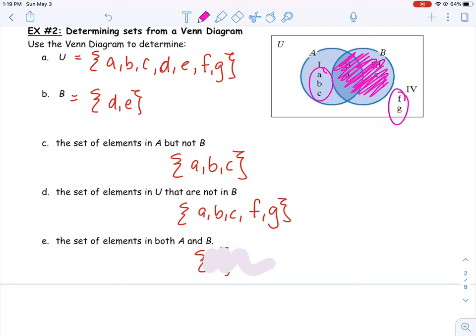All right, part E says the set of elements in both A and B. So looking at our picture, what elements are both in A and in B at the same time? That would be that middle section here. So element D is in both sets A and B.